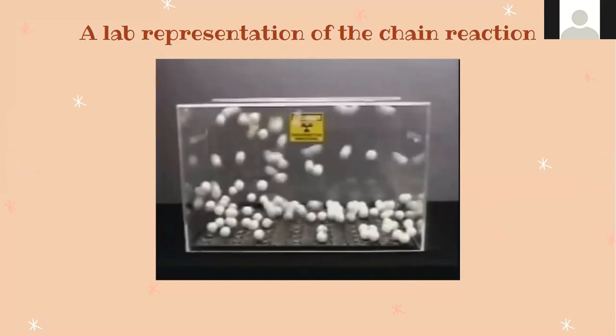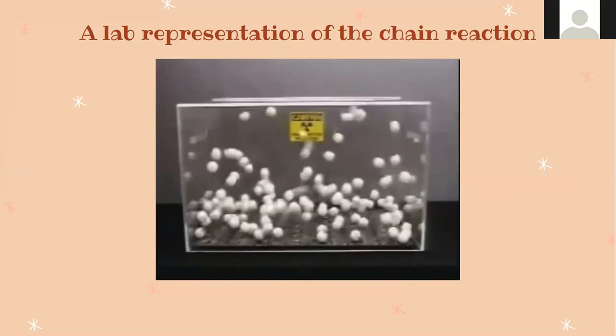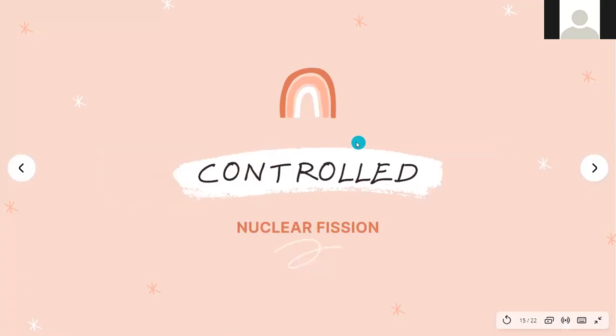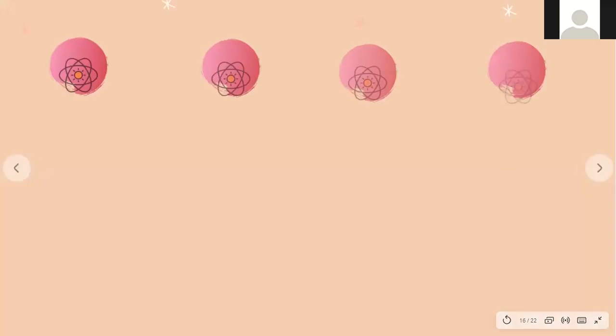So we can here clearly see that one will impact the other and it just continues like that. But whether it's controlled or uncontrolled depends on the application. First, let's go to the controlled nuclear fission.